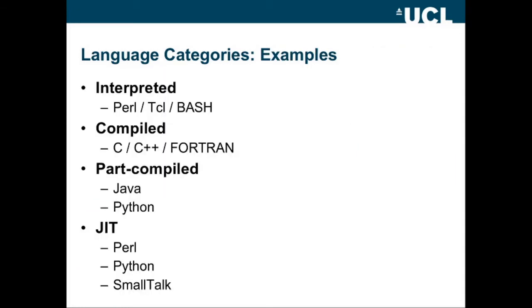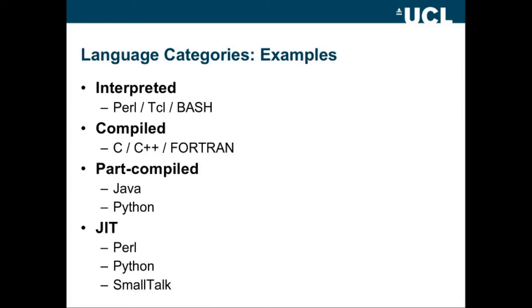Now, I already gave you some examples of these different types of language, but just a few more here. Interpreted languages include things like Perl, TCL, and Bash. That's the scripting language that you can use from the command line on a Unix type operating system.